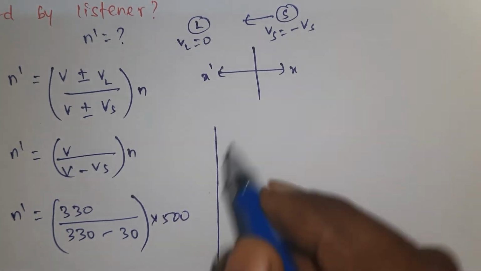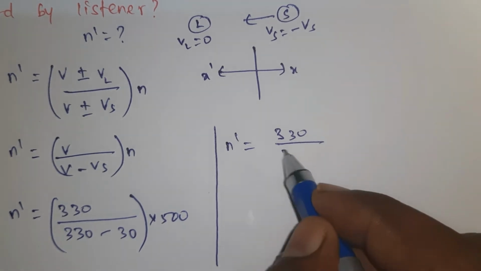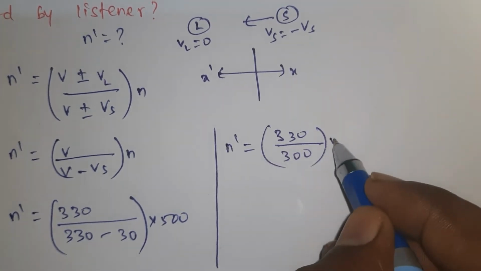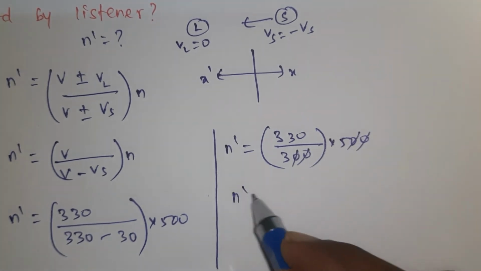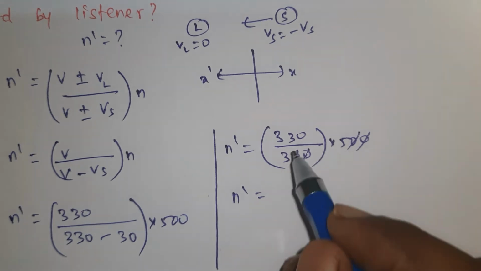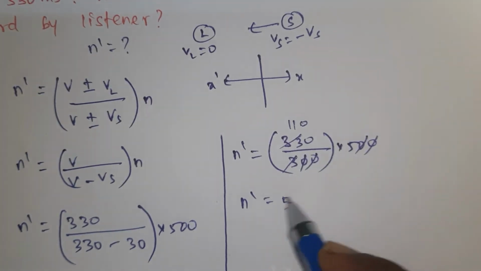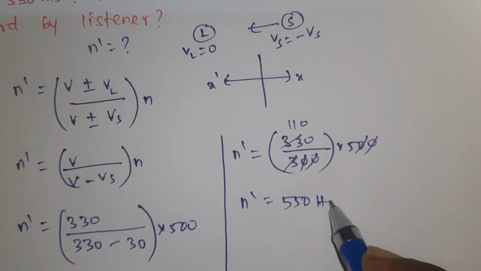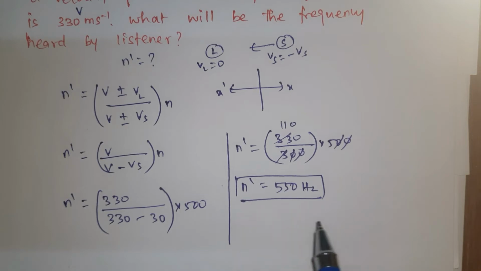Now we are going to simplify. n dash is equal to 330 divided by 300 into 500. So we can cancel the two zeros. Then n dash is equal to 11 threes are 33, so 110, 110 fives are 550 Hz. This is the frequency heard by the listener.